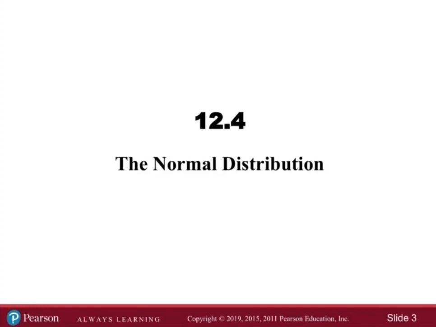Okay. So 12.4 is over the normal distribution. Now we're looking at how the data is arranged and how it's grouped. Is it spread out? Is it all clustered together? We're exploring concepts like that.